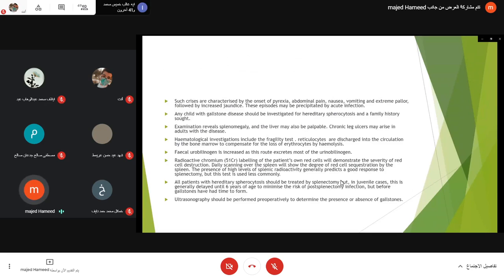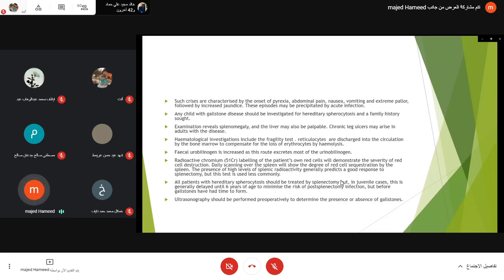Such crises are characterized by the onset of pyrexia, abdominal pain, nausea, vomiting, extreme pallor, followed by increased jaundice. This episode may be precipitated by acute infection. Any child with gallstones should be investigated for hereditary spherocytosis and family history. Examination reveals splenomegaly, and the liver may also be palpable.